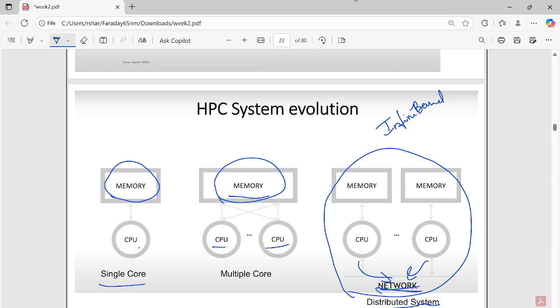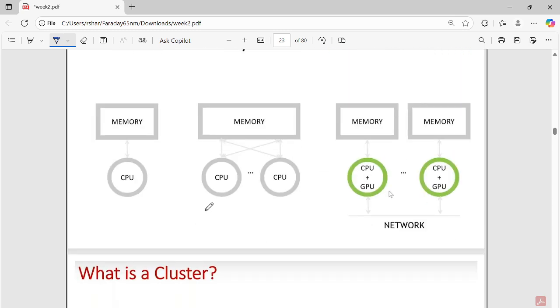Next, along with the CPU, we are having a GPU. So in the same cluster, along with the CPU inside the node, we also have a GPU. The advantage is more computation on a single node.